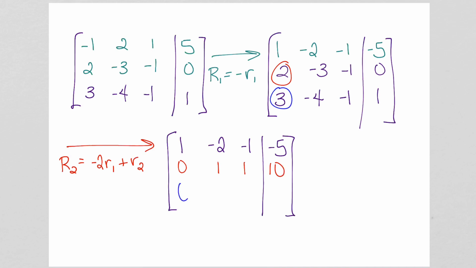And then for the bottom one, we're trying to get a 0 there. So row 3, to make 3 a 0, multiply negative 3 times row 1, add it to row 3. So we get 0, 2, 2, and 16.